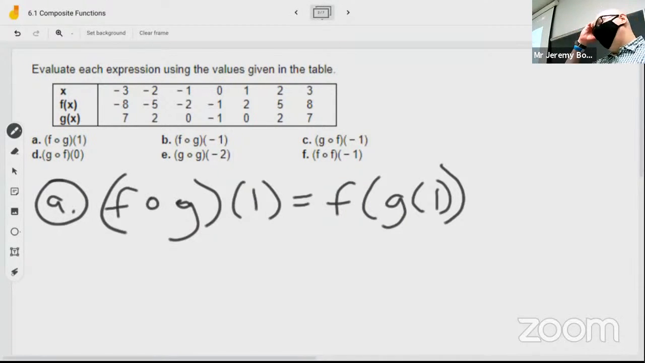So if I ask you what's the inner function here, for this composition, what would you tell me is the inner function? What do y'all think? G is my inner function, right? G is the function on the inside. So if we're going to evaluate this, the first thing we're going to do is G of 1. What's the outer function? F, right? So we're going to apply F after. So the first thing I want to do is find out what is G of 1.